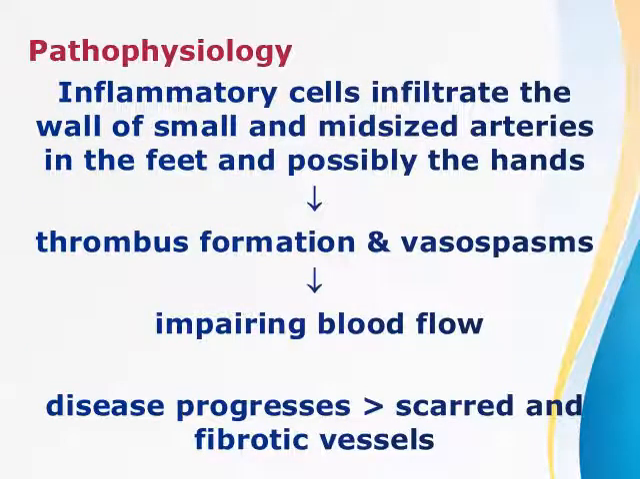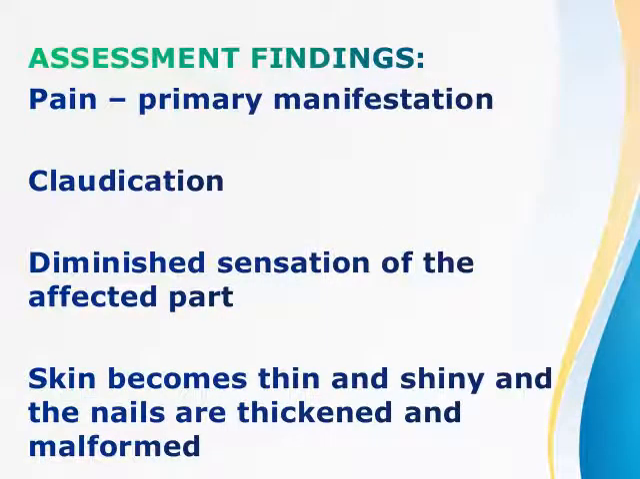Pathophysiology: the inflammatory cells tend to infiltrate the wall of small and mid-sized arteries in the feet and possibly the hands. Because of that infiltration, thrombus formation and vasospasm would occur. If there's a clot, there will be a block in our blood vessel. Vasospasm means constriction, and once there is constriction, blood flow is impaired toward the affected part. If the disease progresses, scarring and fibrotic vessels would occur. Now, common assessment: the primary manifestation among these patients is pain.